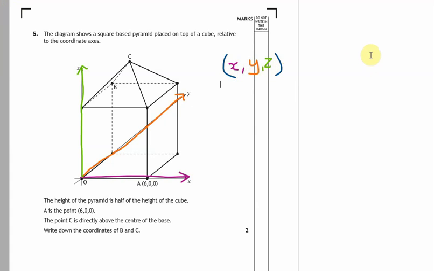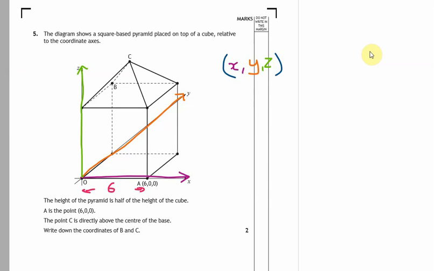Okay. So what do we know? We know the height of the pyramid is half the height of the cube. A is a point (6, 0, 0). Now this is a cube, and this is 6. I know, and I'll mark this up, and again I'll go for a different colour. We'll just do pink. I know that this length is 6.